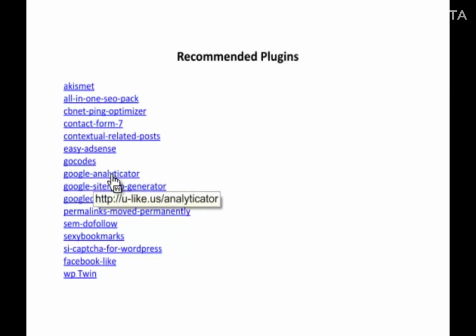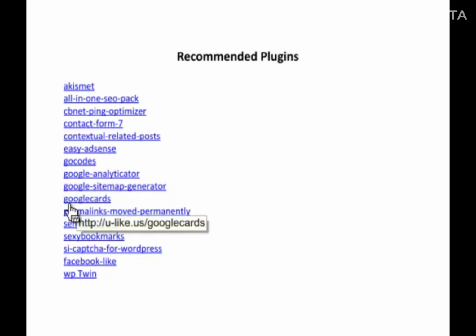Google Analyticator is a great way to easily install Google Analytics on your WordPress website. The sitemap generator generates a sitemap that's compliant with Google Webmaster Tools, Yahoo Site Explorer, and Bing Webmaster Tools. Google Cards is new. The jury's still out on this one, but basically it gives you a neat way for people to connect with you on Google, the new Google Plus.